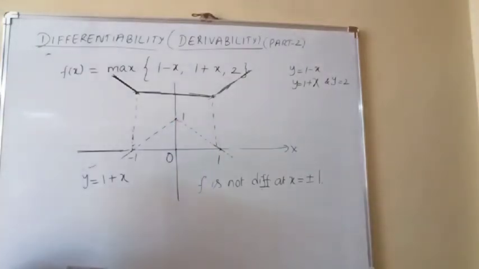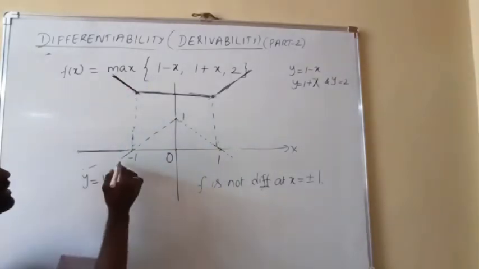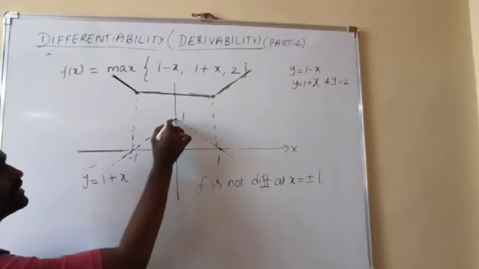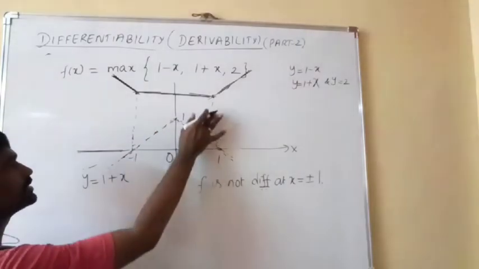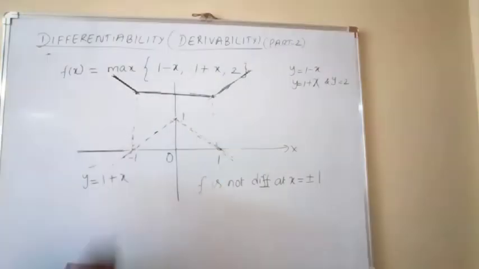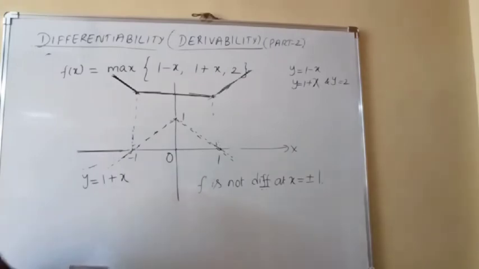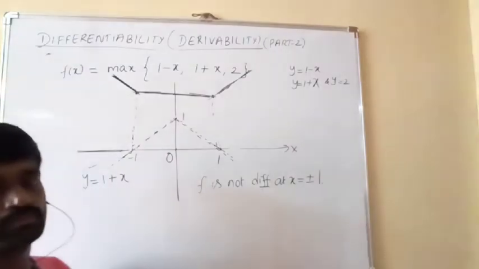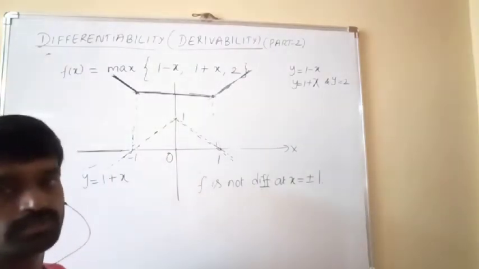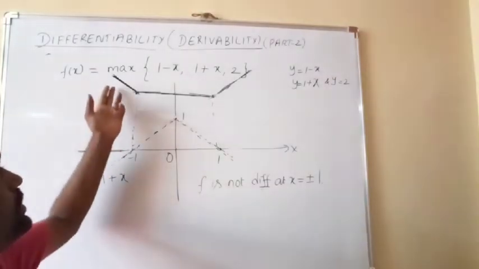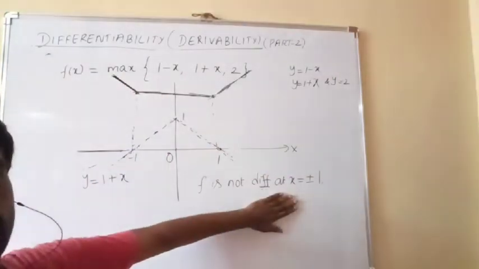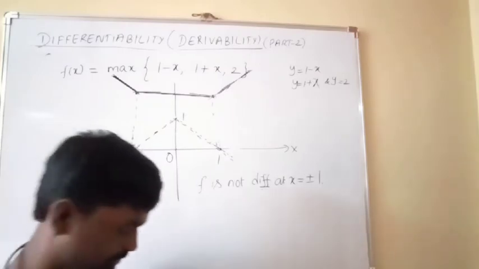Hence, this function is not differentiable only at x is equal to 0. Instead of maximum, if minimum is given, this dotted line graph will come, and it has a sharp edge only at x is equal to 0. So if it is given minimum of 1 minus x, 1 plus x, 2, then that function is not differentiable at 0. But here the function is maximum, so the answer is: not differentiable at 1 and -1.